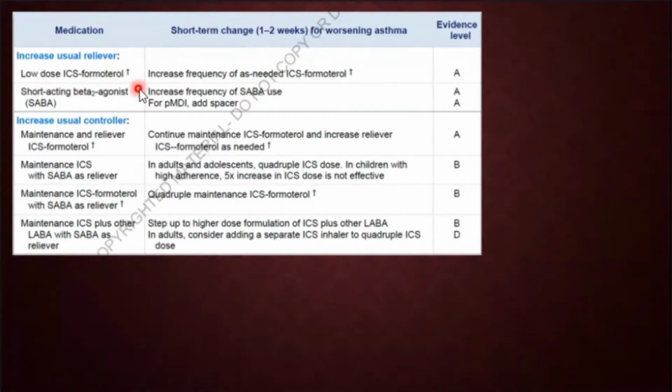If they're using low dose ICS formoterol, they can increase the frequency of as-needed use of the drug. If they're taking short-acting beta agonists, then you can either increase your SABA or at the same time add the ICS formoterol combination to the therapy which is already going on. The other is to increase the controller. You continue your ICS formoterol and increase the reliever dose of the ICS formoterol. Or you can add other drugs such as your leukotriene antagonist.